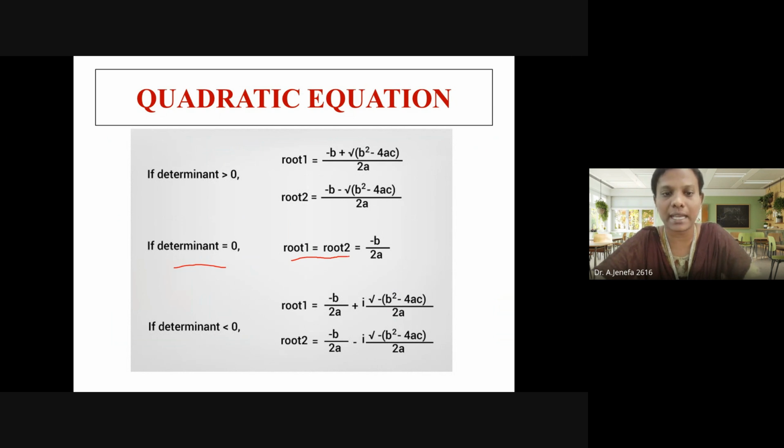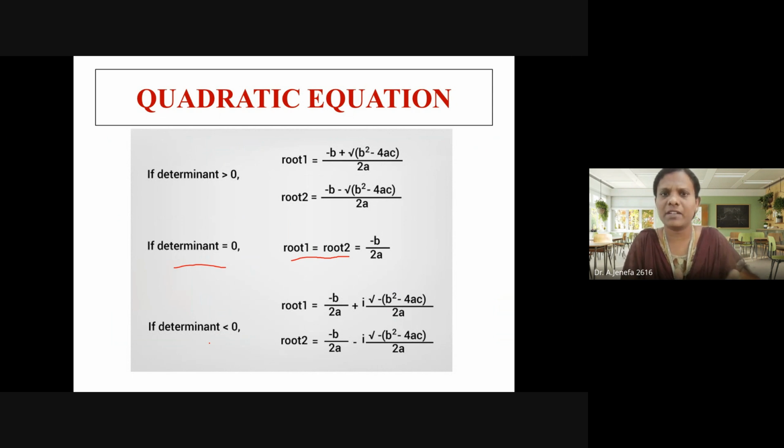And what about the third case? If the determinant value is less than 0, we have to find the real part and imaginary part. So how can we write a C program for this quadratic equation, along with checking these three conditions? What code has to be written for each case?